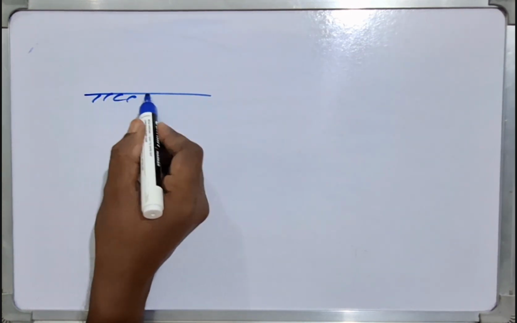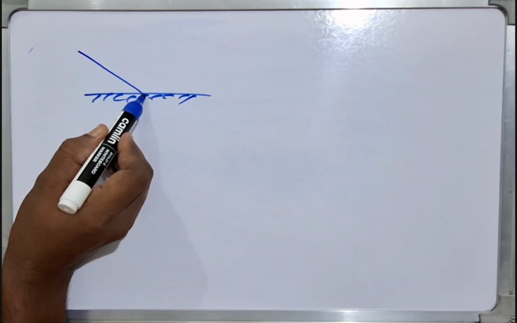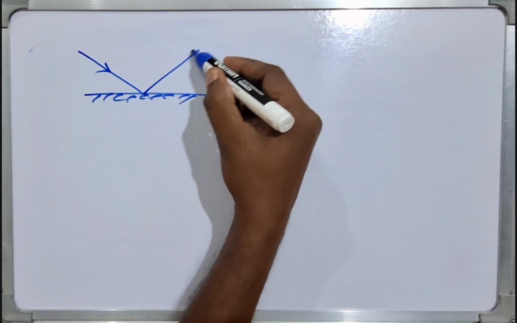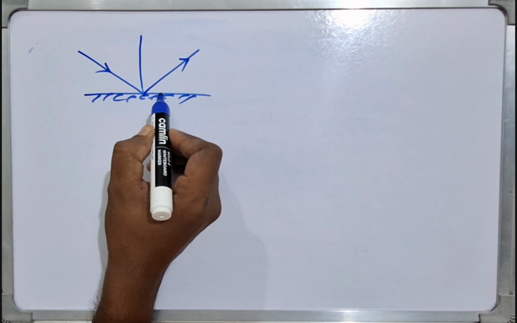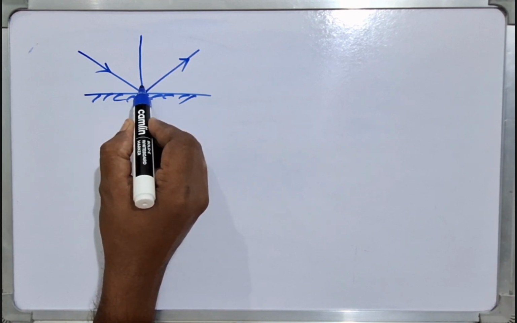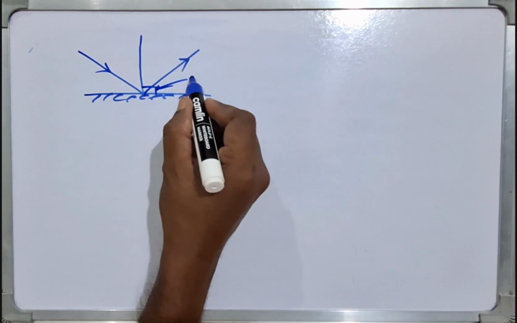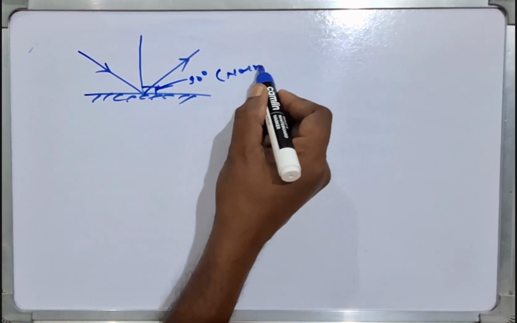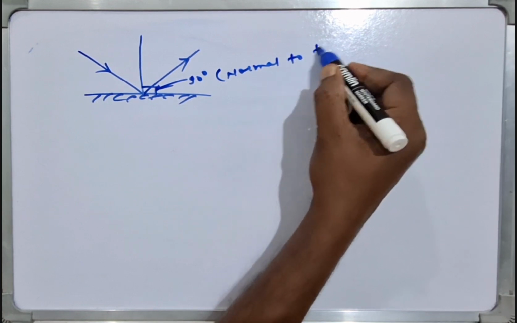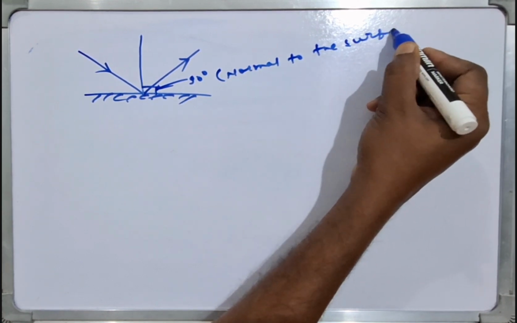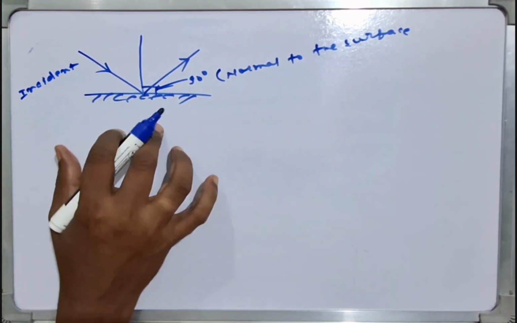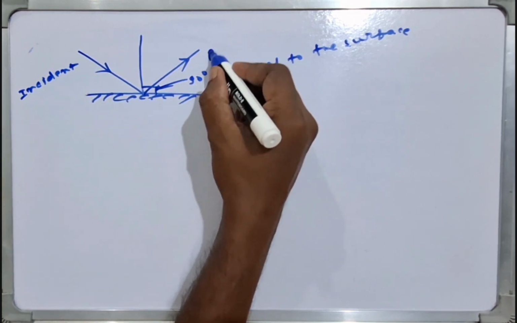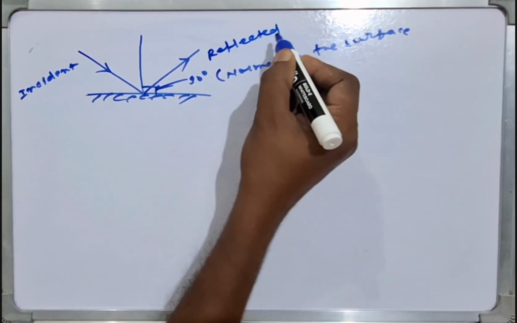Okay, so guys, suppose this is a smooth surface, and a ray of light strikes here and is reflected back. If you draw a normal, meaning a line perpendicular to this surface, making an angle of 90°, it is known as a normal to the surface. The ray of light striking this surface is known as the incident ray, and this is known as the reflected ray.